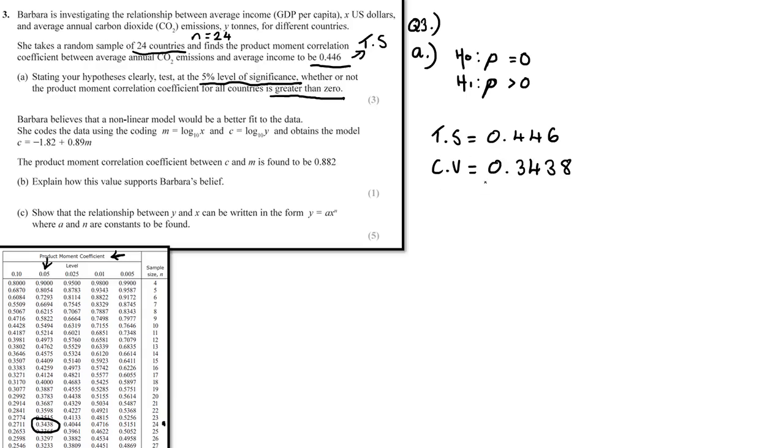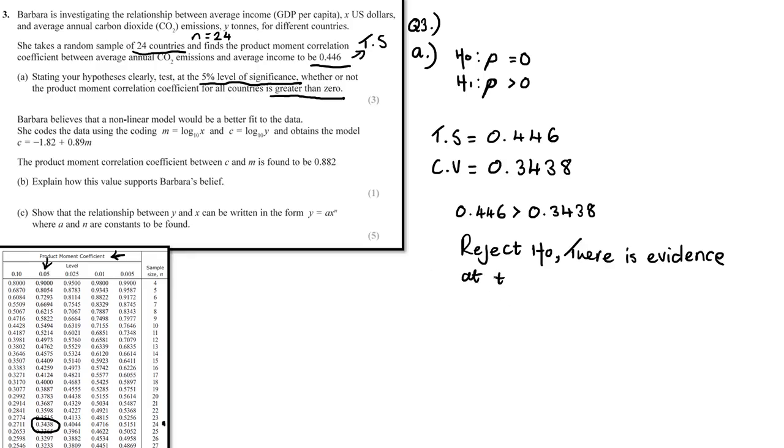So because 0.446 is greater than 0.3438, in this case, we reject H0. When the test statistic is larger, we reject. So we reject H0, and we say there is evidence at the 5% significance level to suggest that the PMCC for all countries is greater than 0.